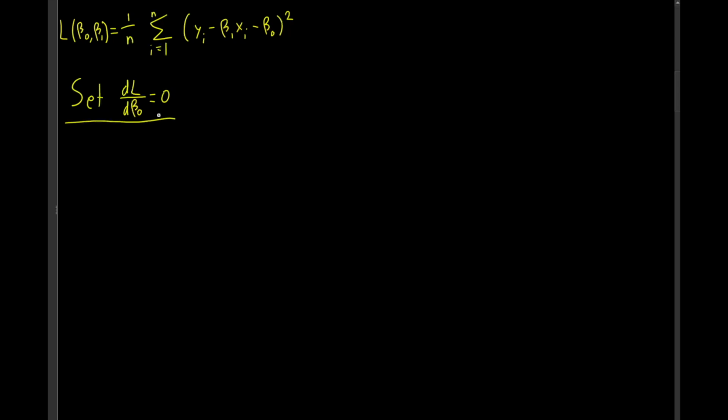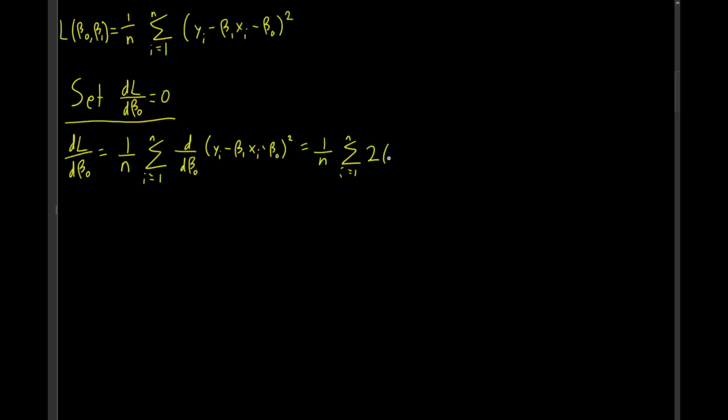dL d beta 0 is the derivative of this, and we can push the derivative inside the sum. So we get this. Now we use the chain rule to get this, and set it equal to 0. Now we'll simplify. We multiply by negative n over 2, and we get this. We'll split this up into 3 sums and factor out the betas.